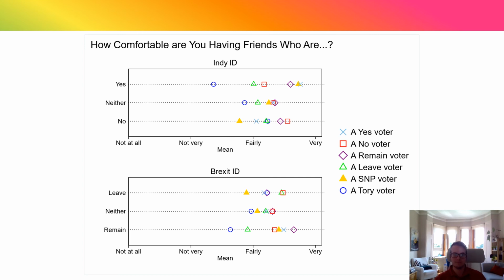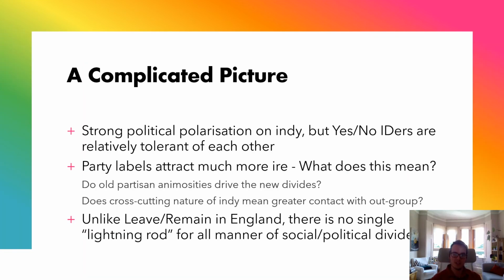So to sum up, what we see is that there's quite a complicated picture of identity in Scotland. There's strong political polarisation on independence, but yes and no identifiers are relatively tolerant of each other. So there's maybe not so much affective polarisation on this question as you might expect. That said, it's the party labels that attract more negative attention. We're not entirely sure what this means yet. That's something for the next step of the analysis.